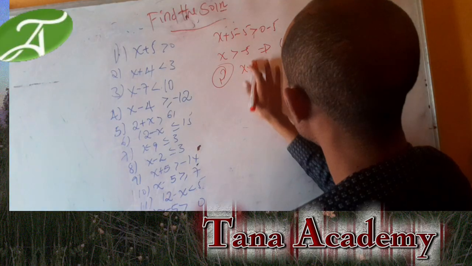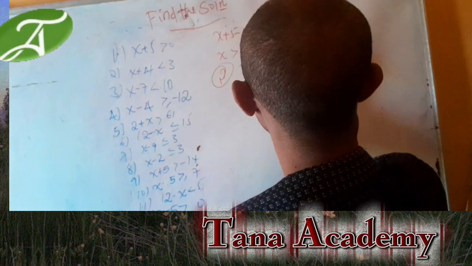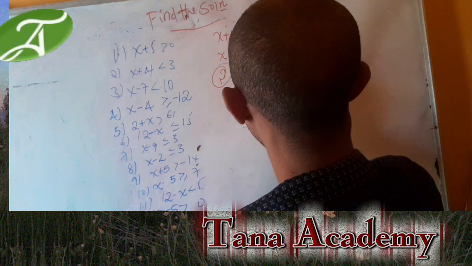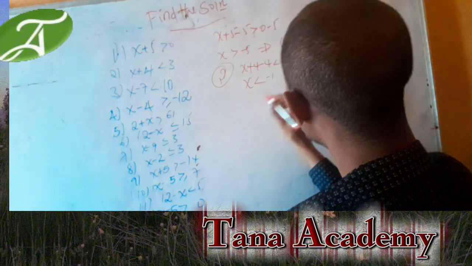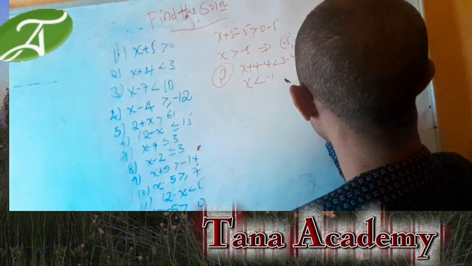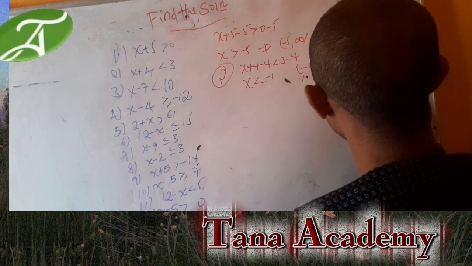And number 2, x plus 4 less than 3. x plus 4 minus 4 less than 3 minus 4. Again, x less than 3 minus 4 becomes minus 1. x is less than minus 1, in interval form negative infinity, comma, minus 1.